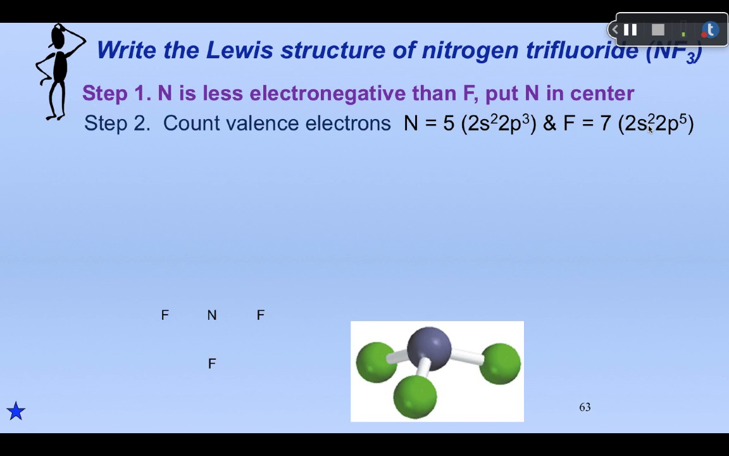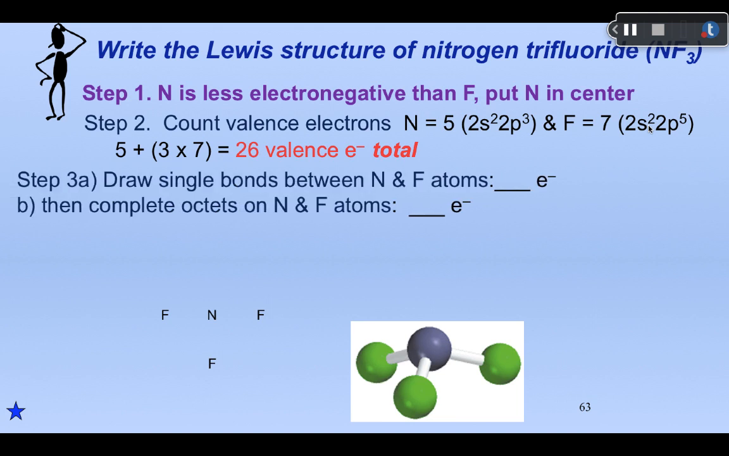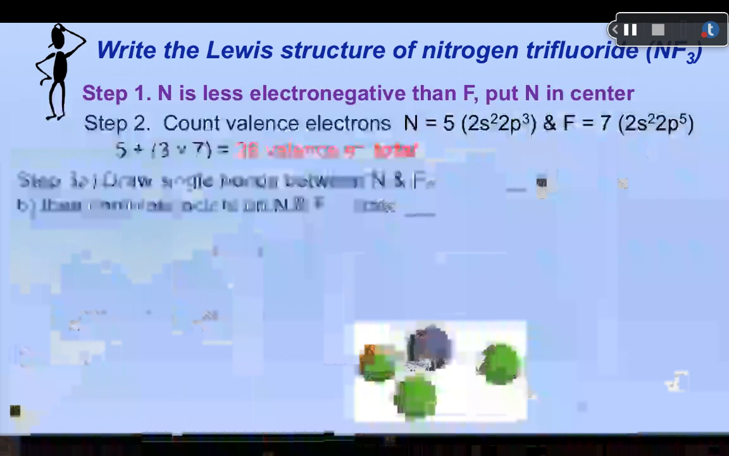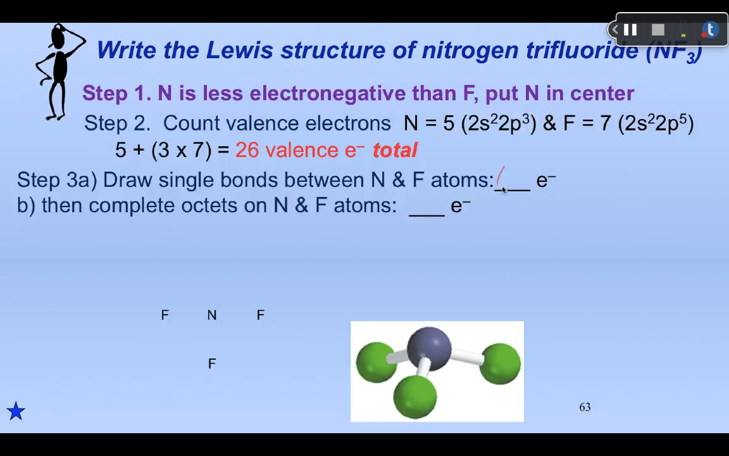So nitrogen has 5, fluorine has 7, based on their positions in groups 5 and 7 of the periodic table. And we've looked at these configurations, so they should look familiar to you. So 5 plus 3 fluorines is a total of 21 plus 5, 26 electrons total. Step 3 has multiple parts here, so we're going to make single bonds between the nitrogen and fluorine atoms. Single bonds are always 2 electrons, and so 3 single bonds gives us 6 electrons.